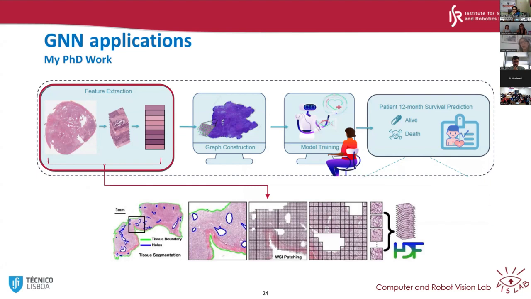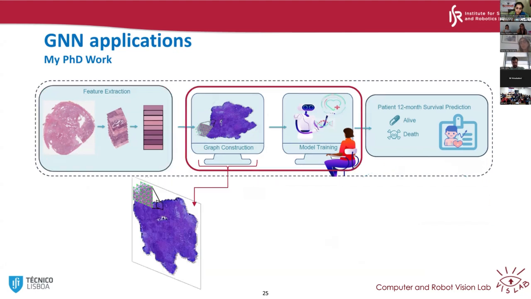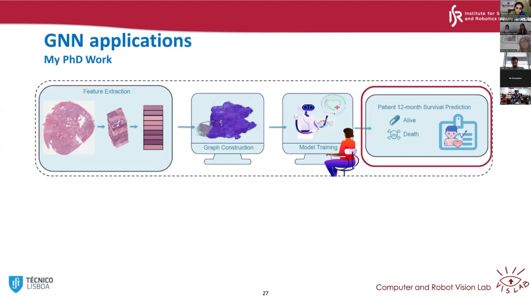So by removing the background information and then by making patches, each patch will then be summarized into a vector, and I work at the feature level by aggregating the vectors that are neighbors. Then I train my model and I try to predict the survival of the patients at 12 months. As Professor Catarina already said, that time is quite important.